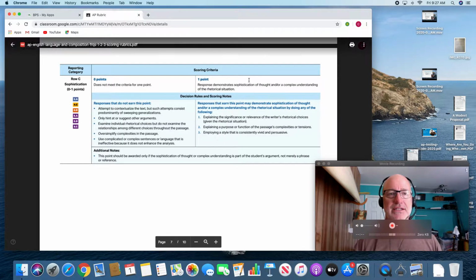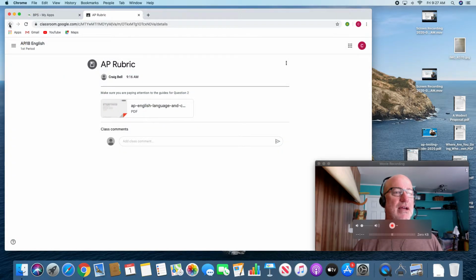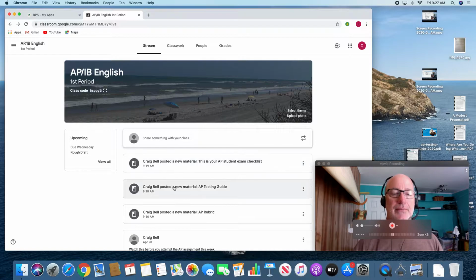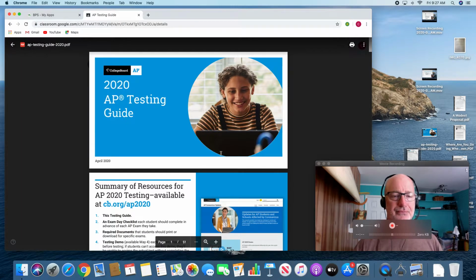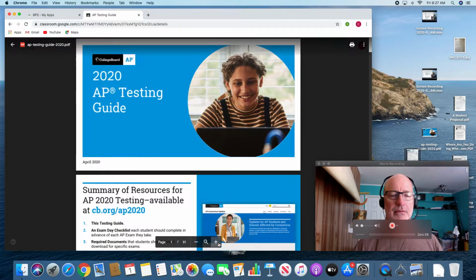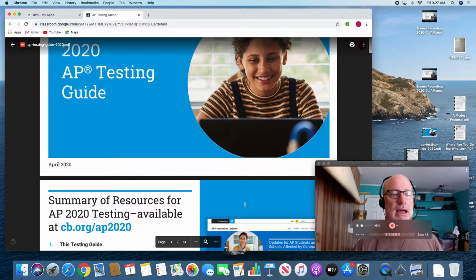So look over these, and that's all I have to say about that. On the material testing guide, this is a nice little document they put together. Blow this up a bit.